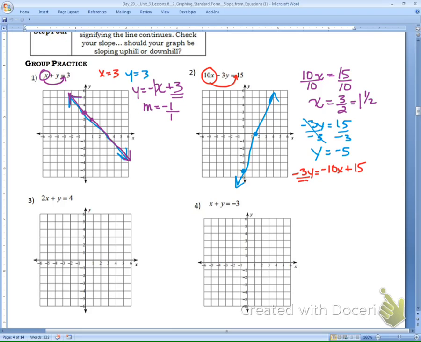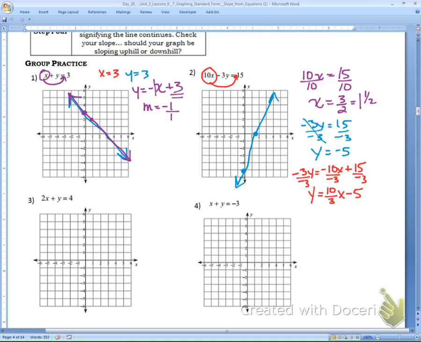Divide both sides by negative 3, or all terms by negative 3. So y is equal to, a negative over a negative is a positive, 10 over 3 does not reduce, so it's just 10 over 3. X, a positive over a negative equals a negative 5.